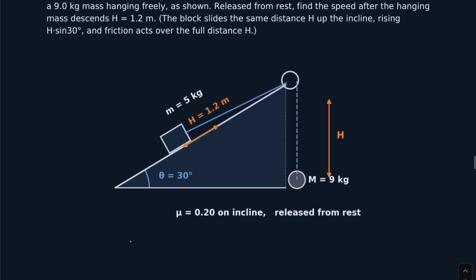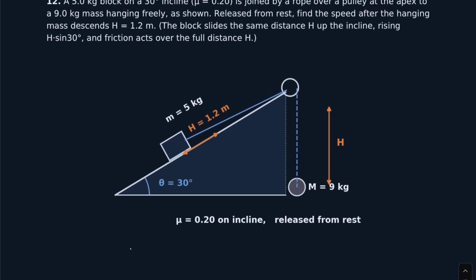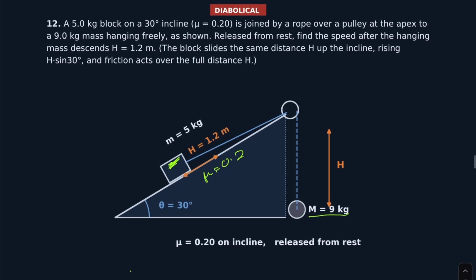So it got very messy. Now, we're going to proceed to question number 12. Here, we have a 5 kg block on a 30-degree incline. Mu is equal to 0.2. It's joined by rope over a pulley at the apex to a 9 kg mass hanging freely, as shown here. Released from rest, find the speed after the hanging mass descends height h equal to 1.2 meters. It descends that much. Imagine the block started here and it descended that much.